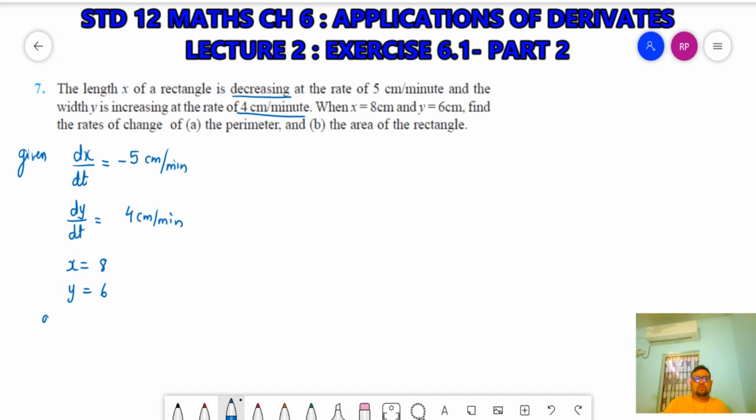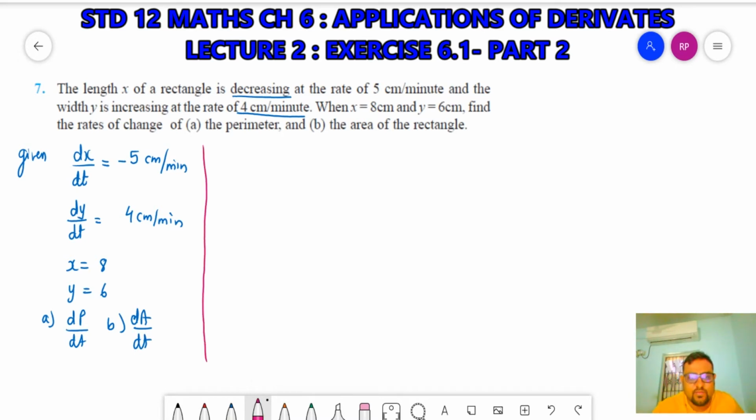Find the rate of change of (a) perimeter, meaning dP by dt, and (b) area of rectangle, meaning dA by dt. So now let's use the formula for perimeter. The perimeter for a rectangle is 2x plus 2y, right? 2 into length plus 2 into breadth, 2 into (L plus B), so that is 2x plus 2y. So dP by dt will be equal to 2 dx by dt plus 2 dy by dt.